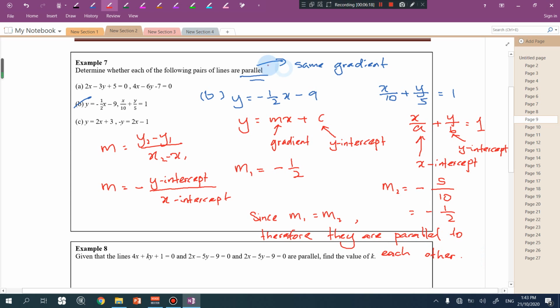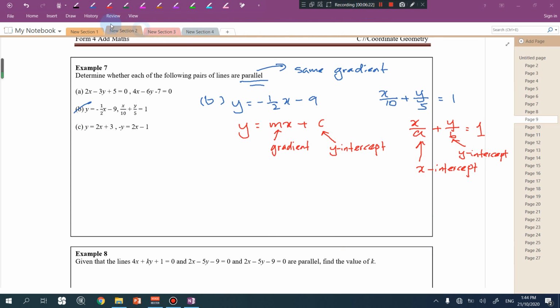Okay, so now let's try C. y equal to 2x plus 3. So this one we can get the gradient easily. We know that the gradient is equal to 2, right? So how about the second straight line? Negative y is equal to 2x minus 1. Okay, can I say that the gradient is 2?